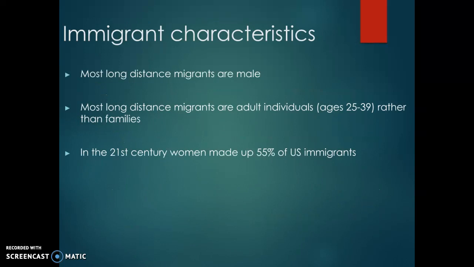Migrant characteristics. Typically, long-distance migrants are male. Also, long-distance migrants are adult individuals in the 25 to 39 year old range. Women really didn't make up a huge population of immigrants to the United States within the 19th and 20th century. But in the 21st century, we see 55% make up the U.S. immigration from different countries. So things are changing. Maybe not as many males are coming, or maybe just all the males are here. Now women are following. We'll never know.